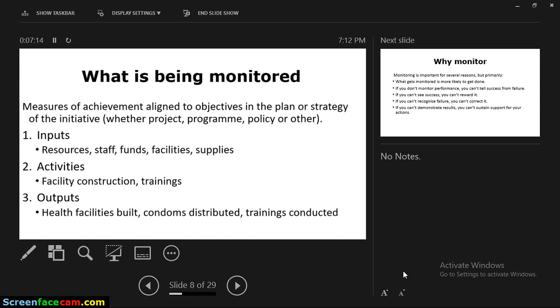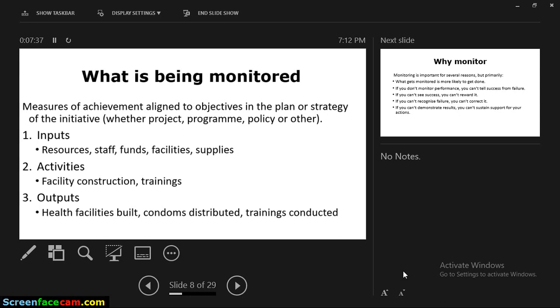Then we also covered this part, right? The question is, what is being monitored? What exactly are we supposed to monitor? We are just talking about monitoring, and monitoring being that continuous process of us gathering the data about the activities that we are doing. But the question is, what exactly are we supposed to monitor?